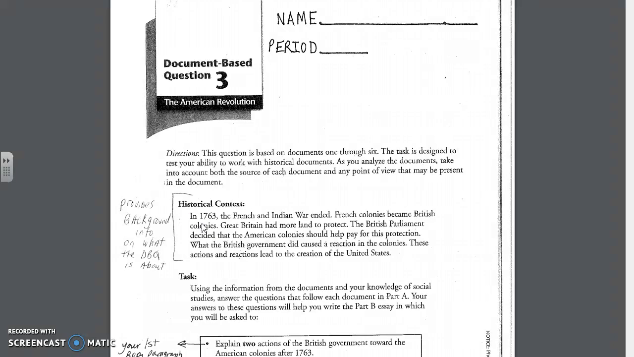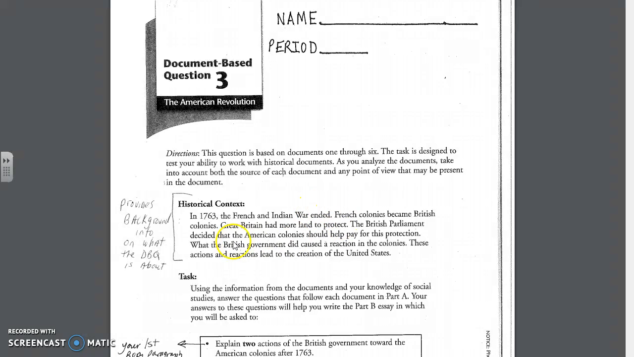In 1763, the French and Indian War ended. French colonies became British colonies. Great Britain had more land to protect. We talked about that in class. After 1763, what happened to the size of Britain's territory in North America? It greatly expanded. Remember that purple map that we showed on the board when we did our lesson.